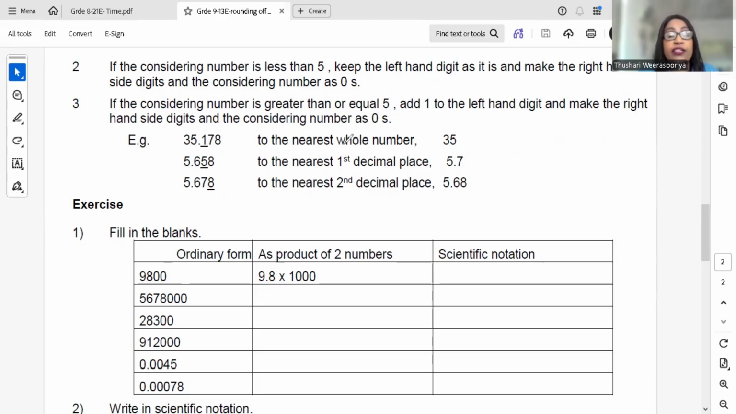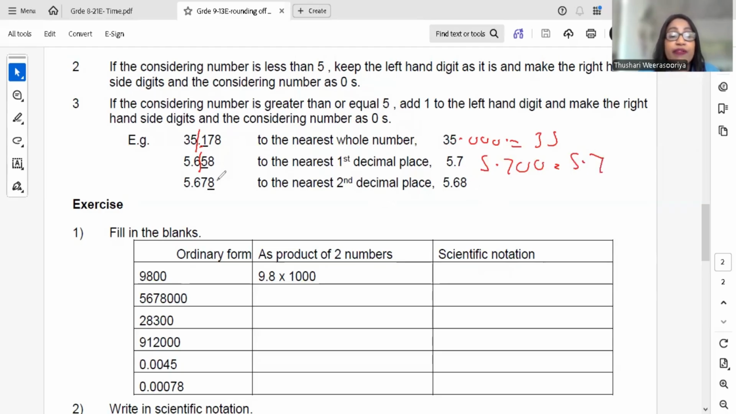To the nearest whole number, the considering number is 1. We need the whole number. Draw a line. The next number, 1, is less than 5. You don't add anything. Just keep 35.00, but finally 35. Next one, to the first DP. We need the first DP. Then 5 is greater than or equal to 5. Then you add 1 to the front number. That is 5.700. After that, clean the decimal places and write 5.7.